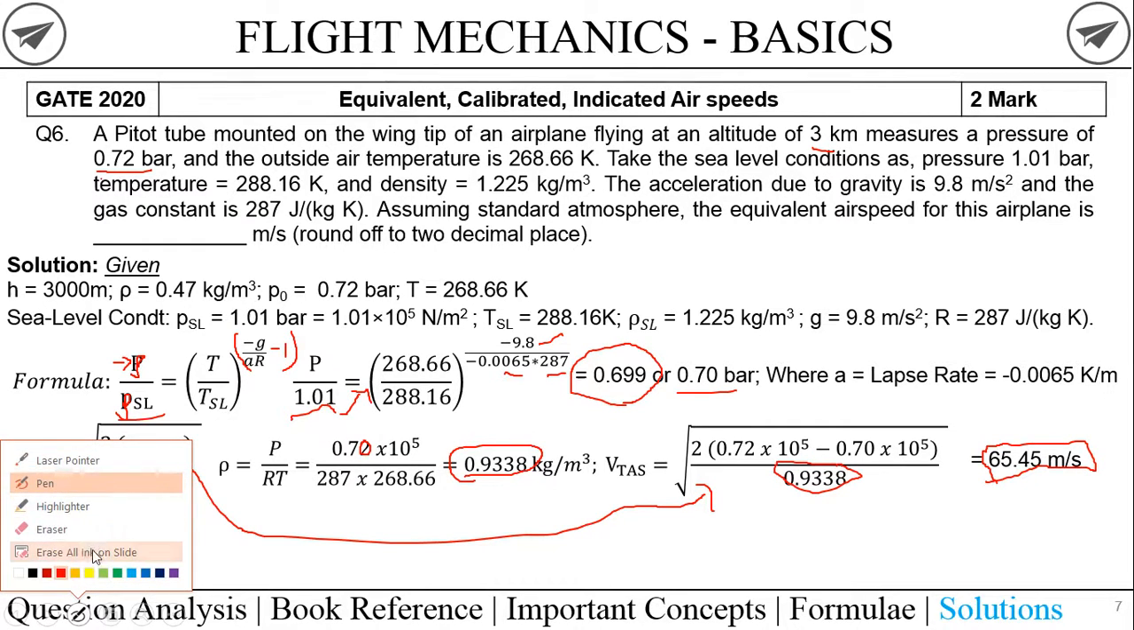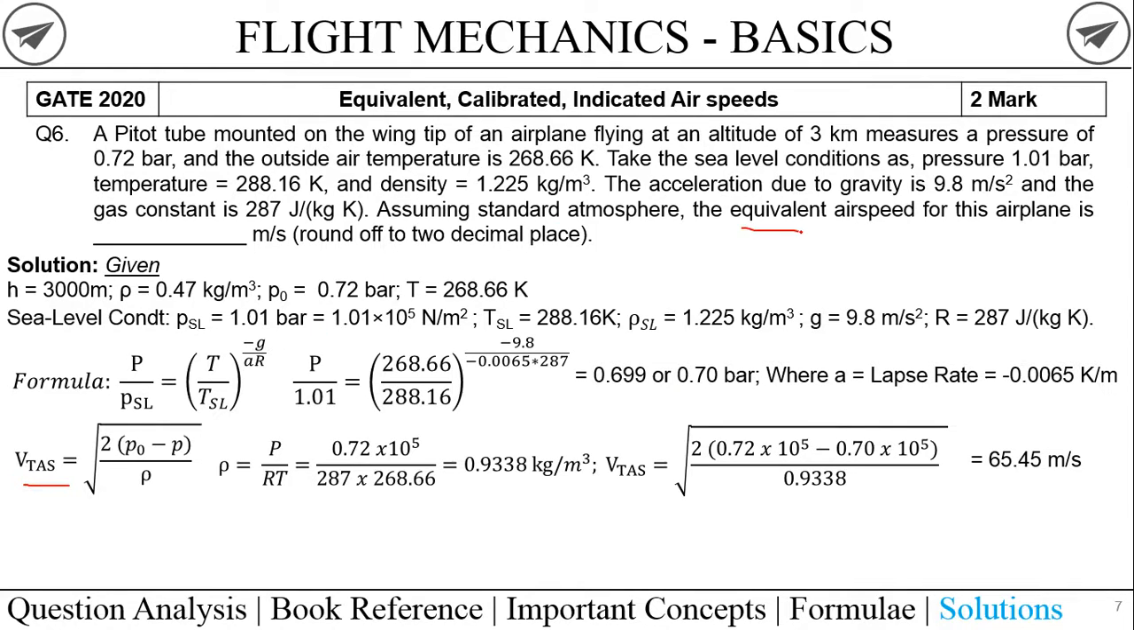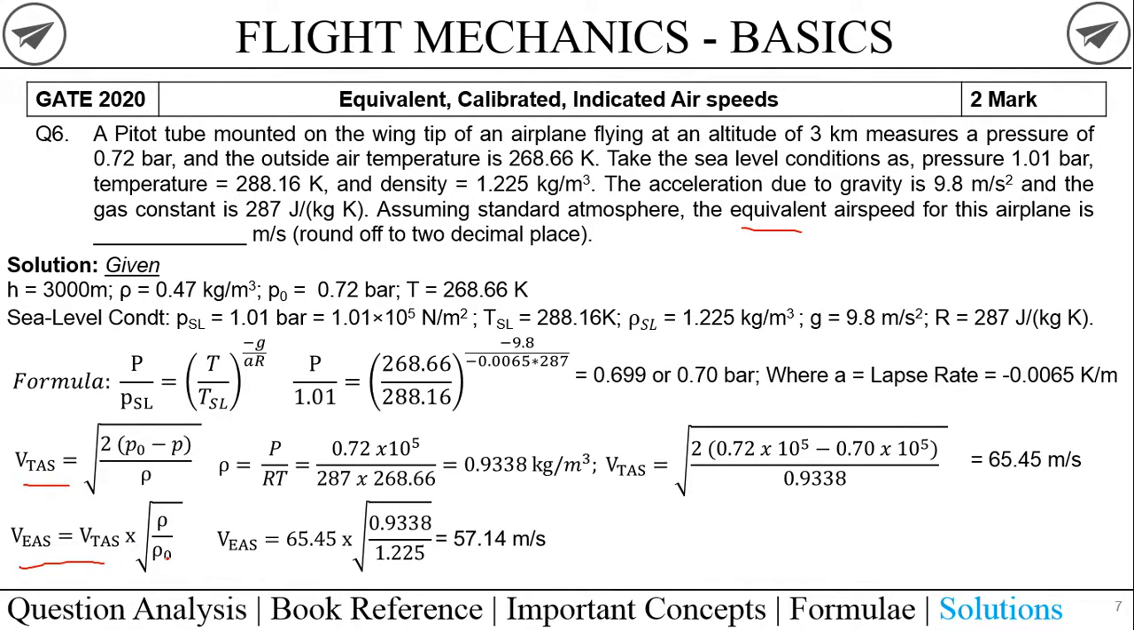Okay, we have obtained the VTAS, but the question asks for the equivalent airspeed VEAS. Now, the VEAS formula is VTAS times the square root of the density ratio rho by rho naught. We have already derived the VTAS value. So when we substitute it over here, along with the density which we found out and the density at sea level, we can obtain the answer as 57.14 meter per second. Now when we check with the answer key, we are good to go if the answer ranges between 57.10 and 60. So here we obtain the answer as 57.14, which lies within this range. So our answer is the correct answer.